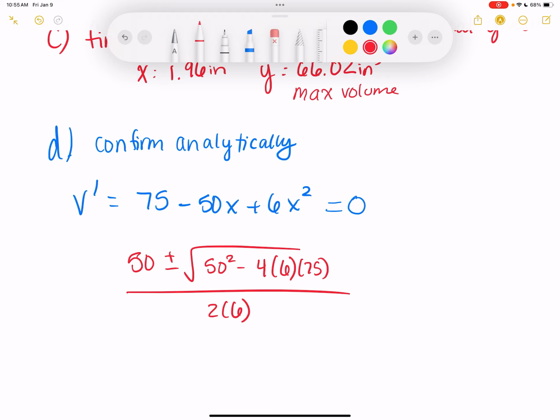So I'm just going to plug it into my calculator if I'm being completely honest. Or at least the stuff under the radical. So get the square root of 50 squared minus 4 times 6 times 75. So just as an approximation, I'm just going to go to two decimal places. So I get 50 plus or minus 26.46 over 12.